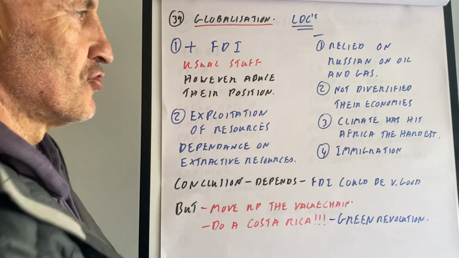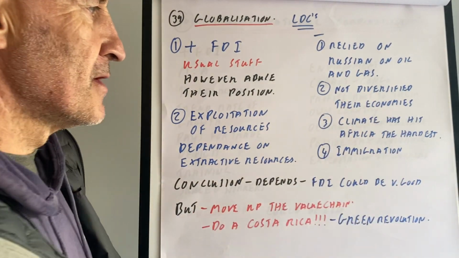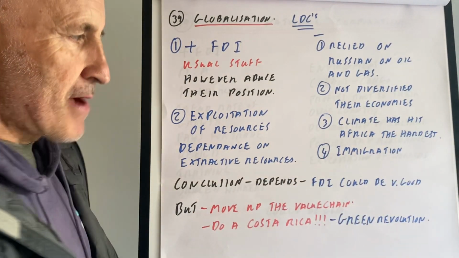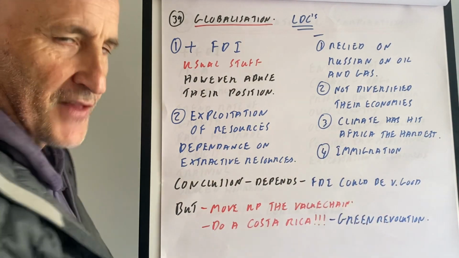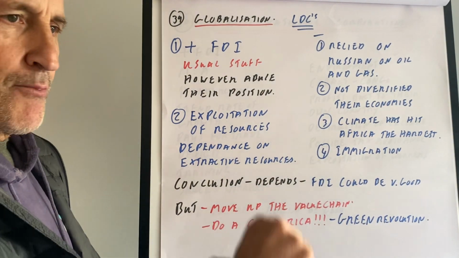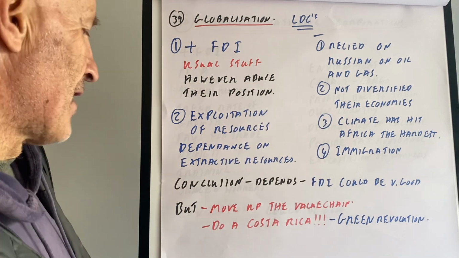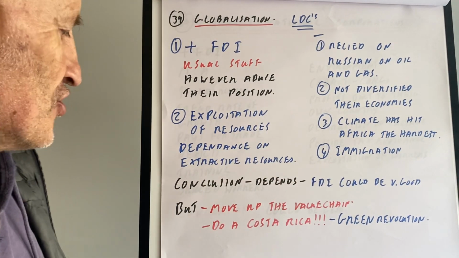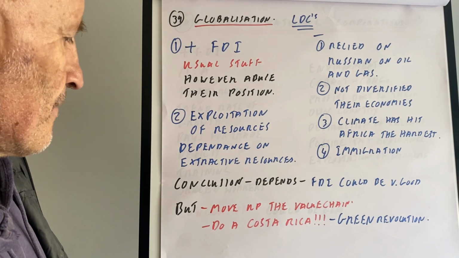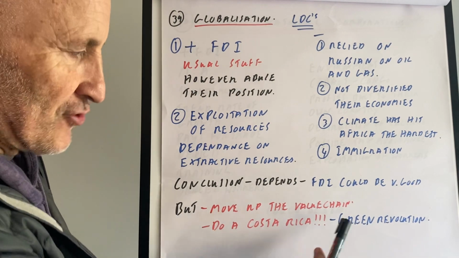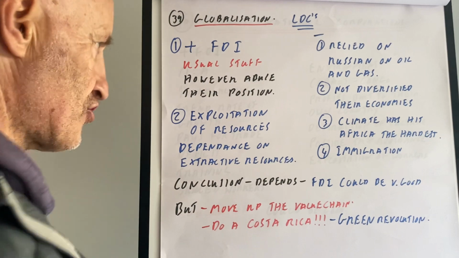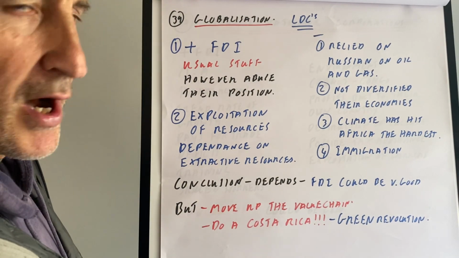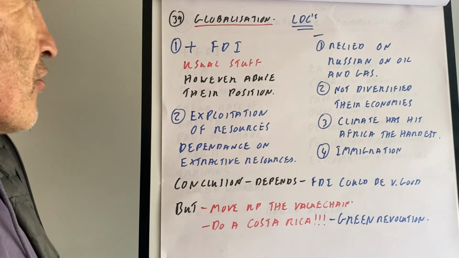Why should they have a green revolution? They've not diversified their economies. The climate has given Africa a massive hit. And immigration works the opposite way for them, where the cleverer people will leave their country and maybe come to the developed world. So, the conclusion, it depends on how the FDI is used for a less developed country. If they can move up the value chain, e.g. Costa Rica had a green revolution, and for them, they've been quite clever because they have invested in their own countries.